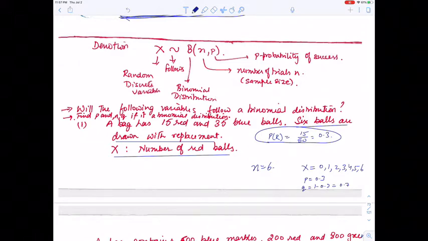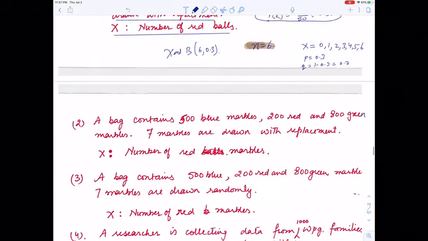Now, the trials are independent because it's with replacement. The probability of success remains the same in each trial because we're putting the balls back as we are drawing them. There's a finite number of trials, 6, right? So all the conditions are met. Therefore, this variable x follows a binomial distribution with n 6 and p 0.3. Similarly, try the next one.